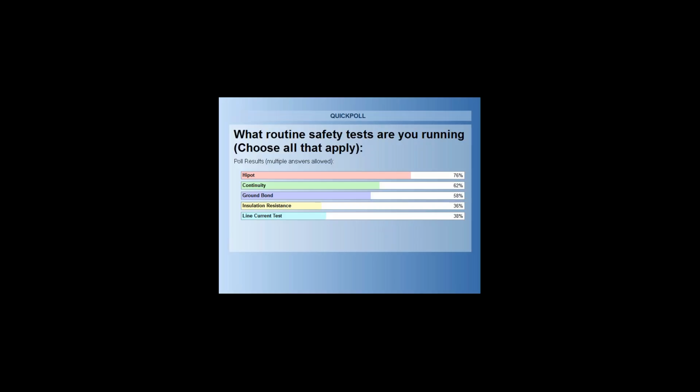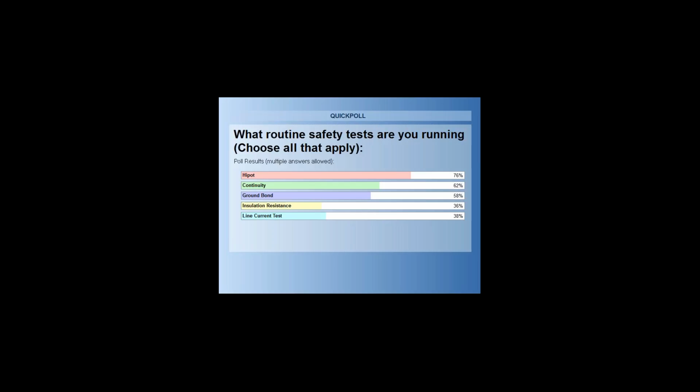So as you can see, 76% of people in attendance today perform a high-pot test, 62% perform a continuity test, 58% perform a ground bond test, 36% perform insulation resistance tests, and 38% perform line current or line leakage tests. Thank you all so much for participating.